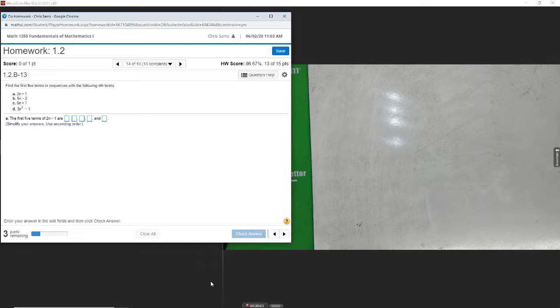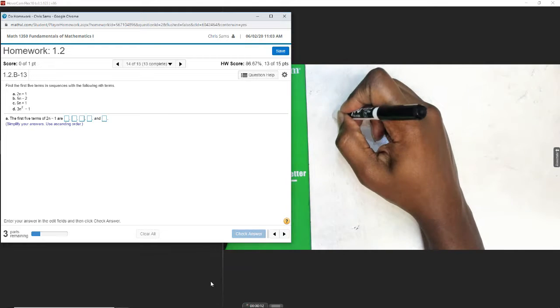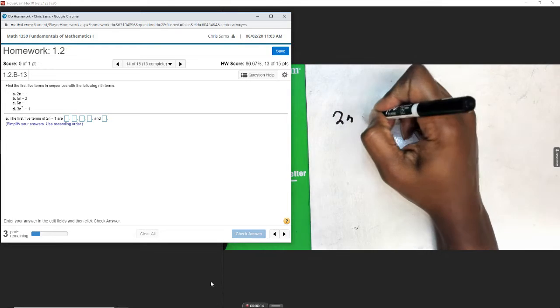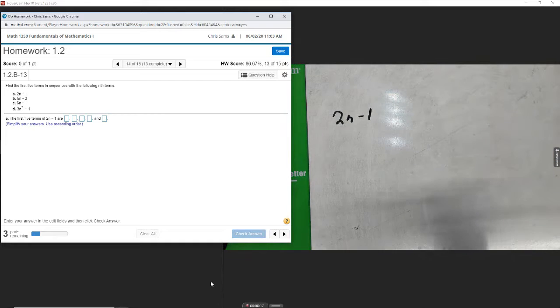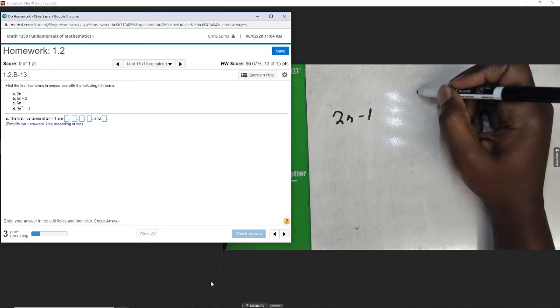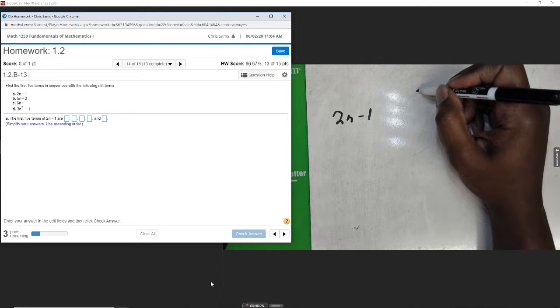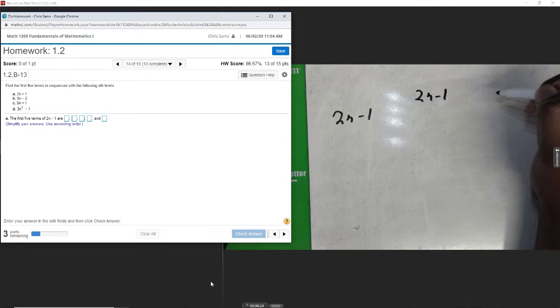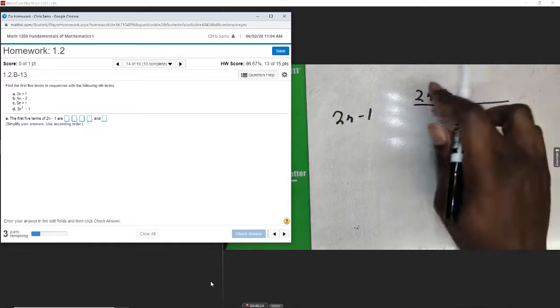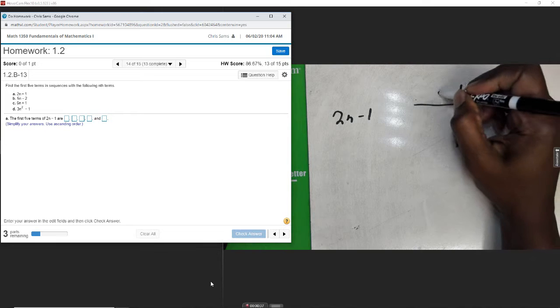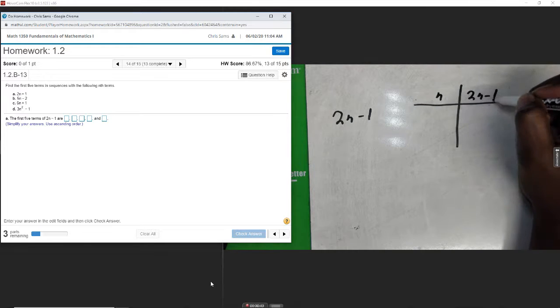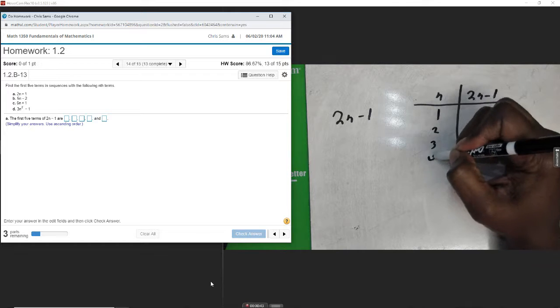Okay, 14, we want to find the first 5 terms of the sequence. With A, we're given 2n minus 1. So all we're going to be doing is plugging in the numbers 1, 2, 3, 4, 5. So I'm going to make a table. I want this to be n. I'm going to let n be 1, 2, 3, 4, and 5.